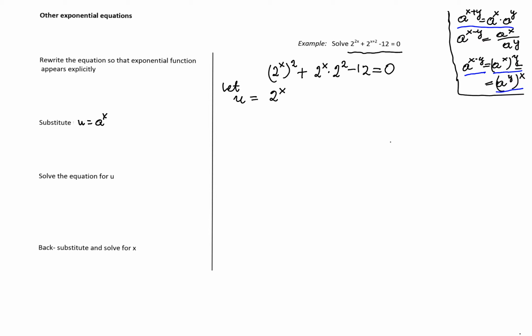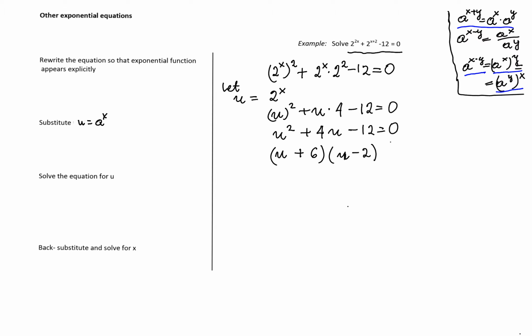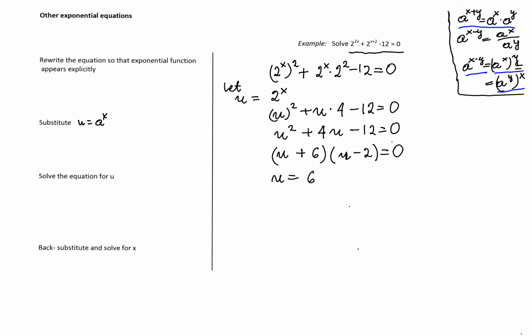We can rewrite then the given equation as u squared plus u times 2 squared, which is 4, minus 12 is equal to 0. This is the equation u squared plus 4u minus 12 equals 0. It's a quadratic equation that we know how to solve because we know how to solve any quadratic equation. This particular equation we'll solve by factoring: u plus 6 times u minus 2 is equal to 0. And therefore u could be negative 6 or could be 2.